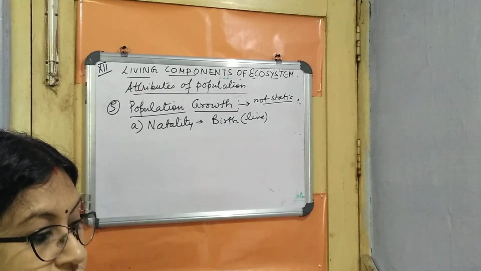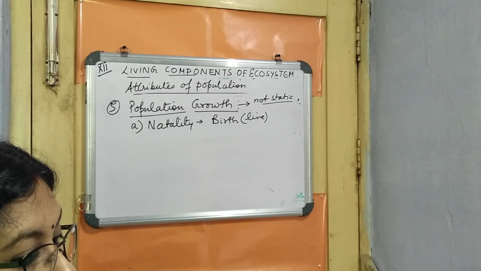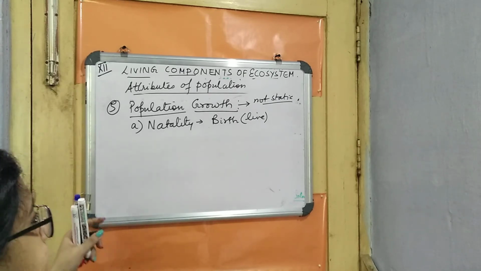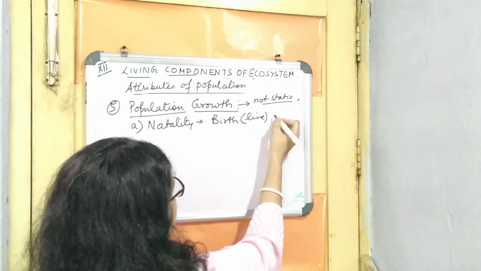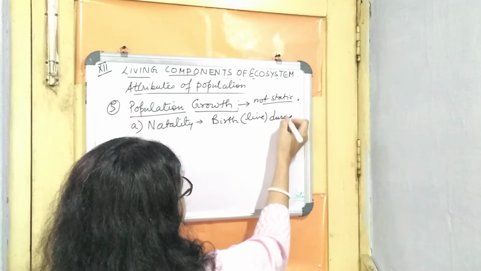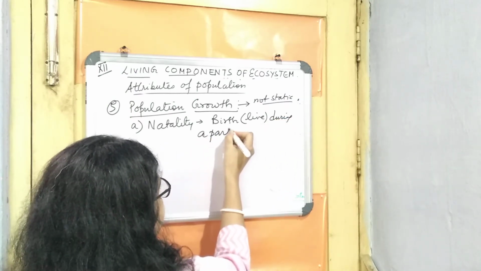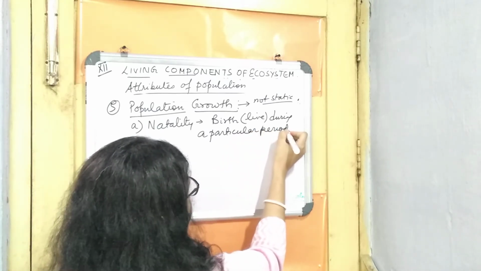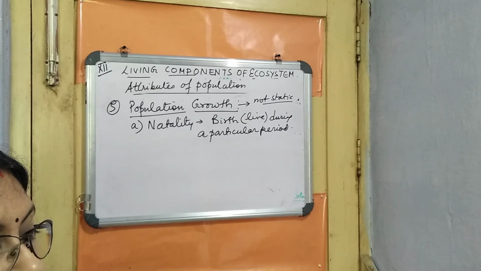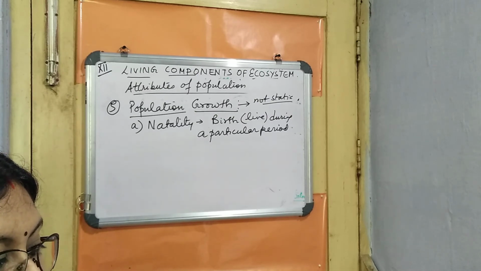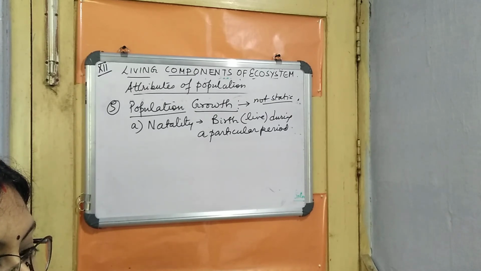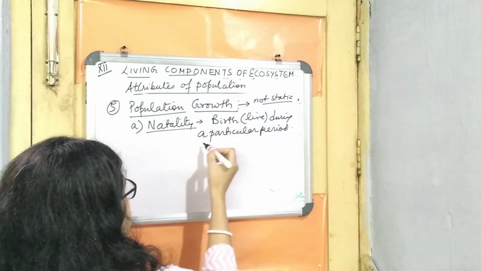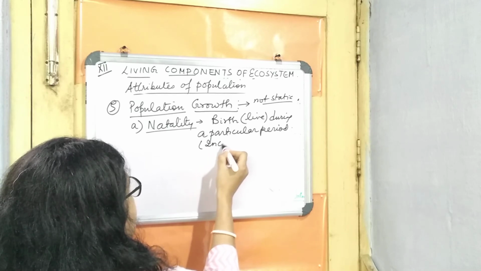So natality is the number of births during a particular given period in a population that are added to the density. During a particular period. Okay, so this is explained nicely. And actually natality increases the density of population. If there is a birth rate, obviously it is helping to increase the population.